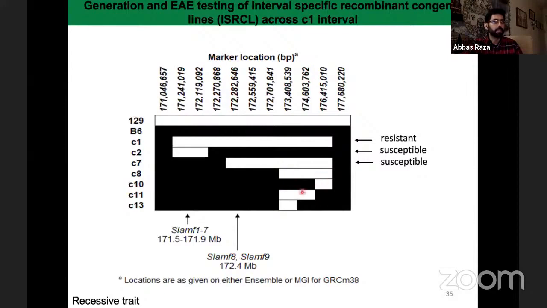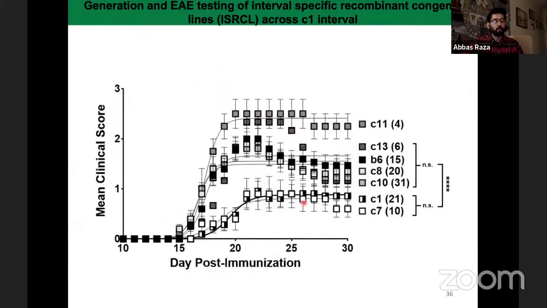So these are the different regions that were captured from 129 on the B6 background. And just to orient everyone, these are the SLAM GWAS candidates, F1 to F7, and these are the other SLAM members. So they're found in the C7, but not in the C8 and others. So this is the result that I mentioned.